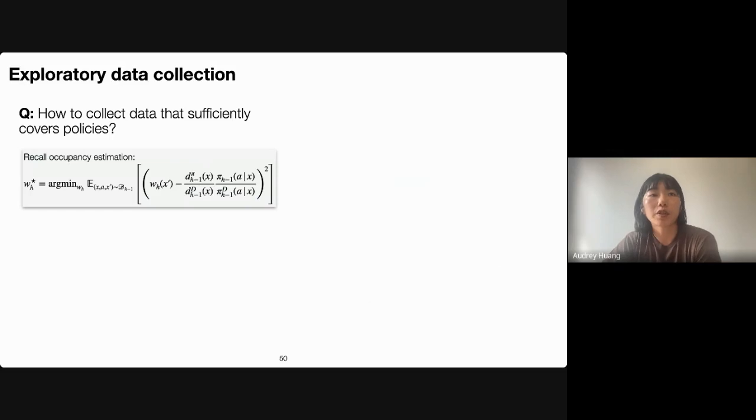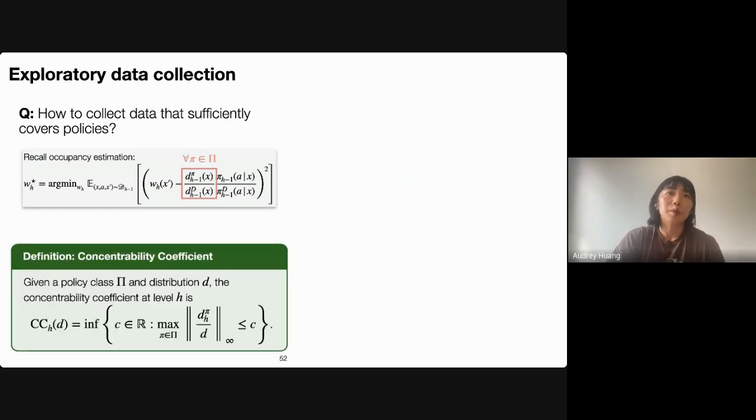So this objective requires two ratios to be bounded. And the first one is the density ratio between the occupancy of pi and the data distribution at h minus 1, which we actually need to be bounded for all pi since we're estimating the occupancies of all policies. So to formalize this coverage requirement, I'll first define this concentrability coefficient shown below. Given a policy class Pi and distribution d, the concentrability coefficient at level h is denoted as C_h of d, and it's just the smallest constant, small c, that bounds the density ratio between the occupancy of any policy in big Pi and the input distribution d.